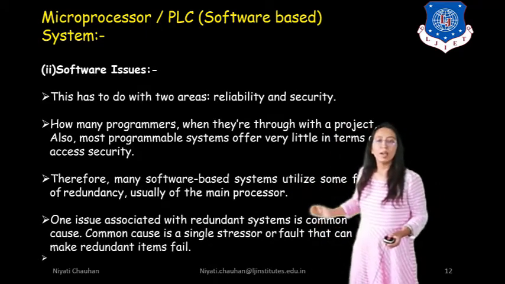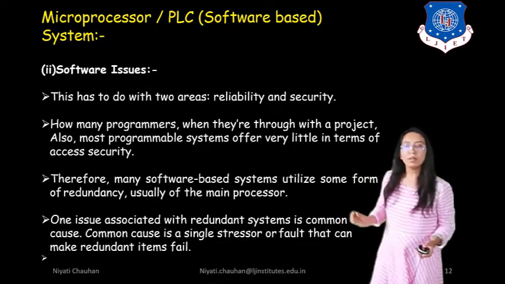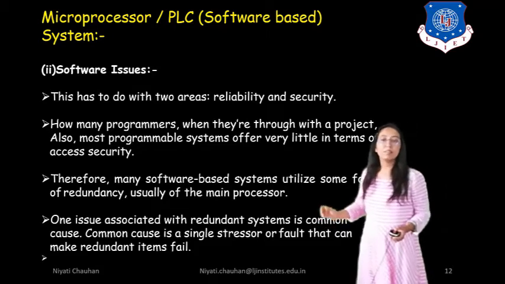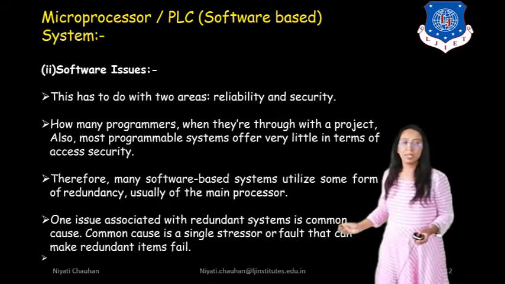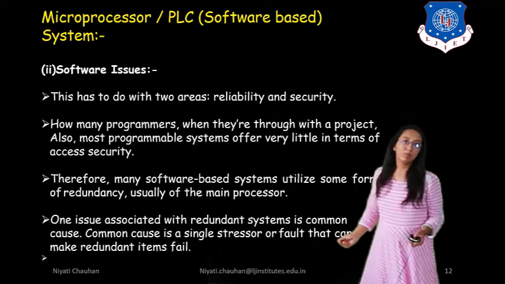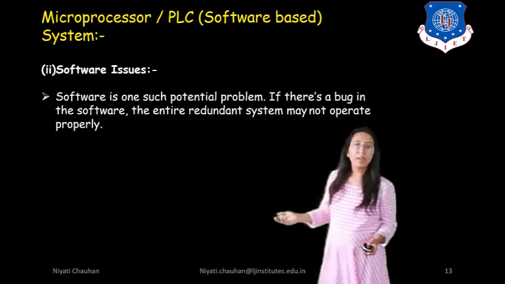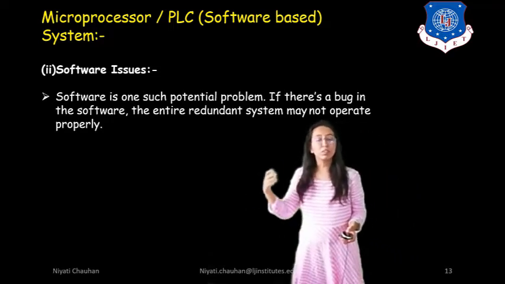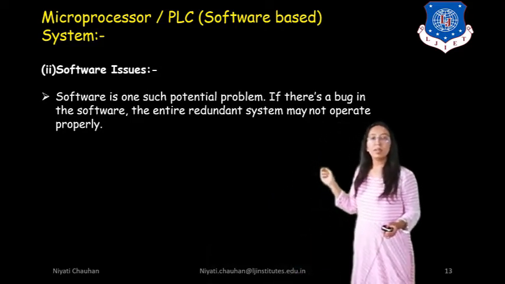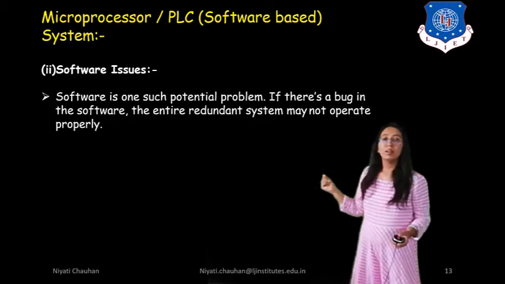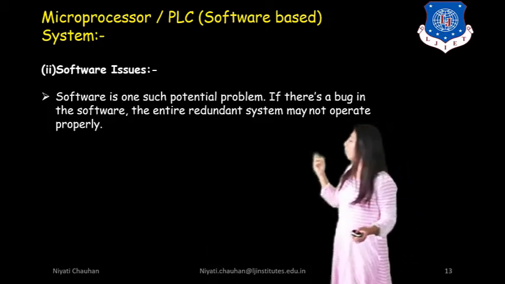One issue associated with redundant systems is common cause. Common cause is a single stressor or fault that can make redundant items fail. Software is one such potential problem. If there is a bug in the software, the entire redundant system may not operate properly.